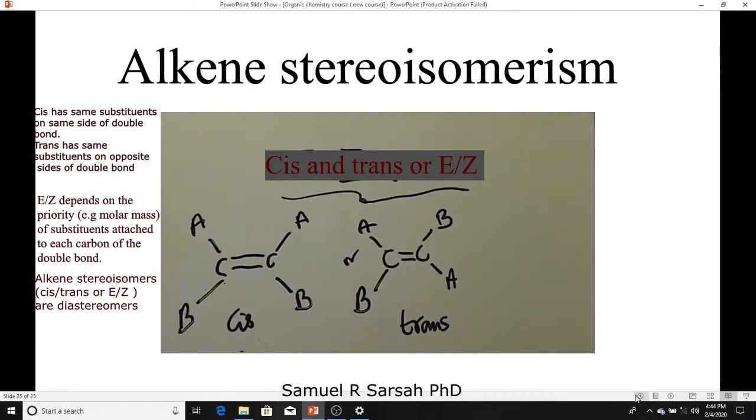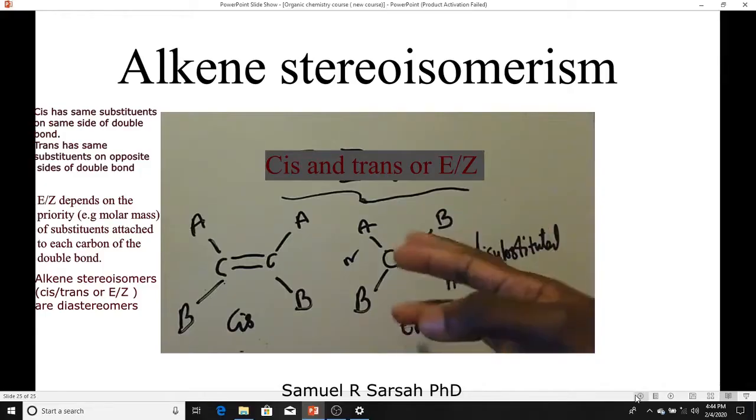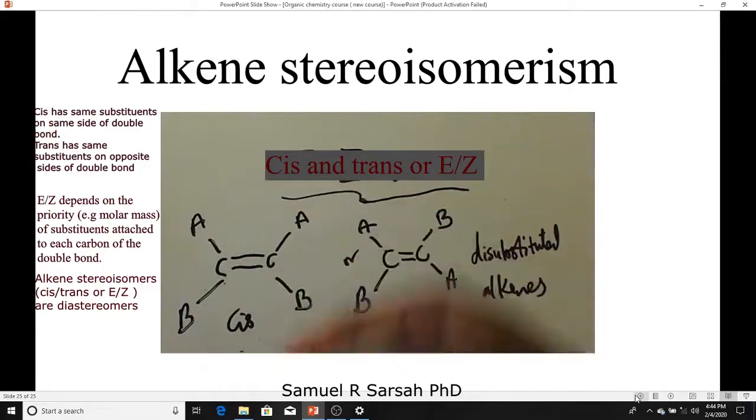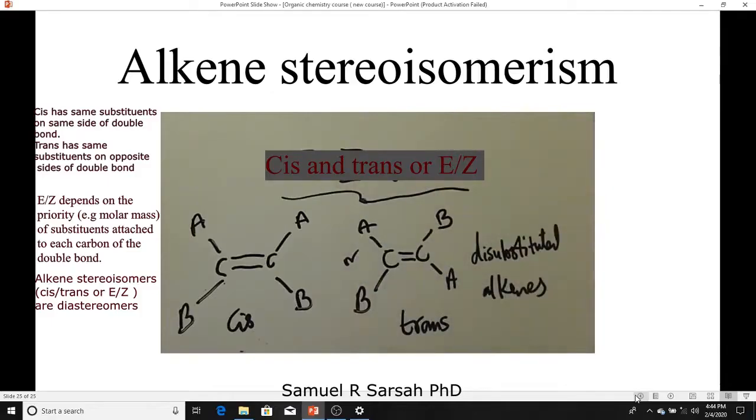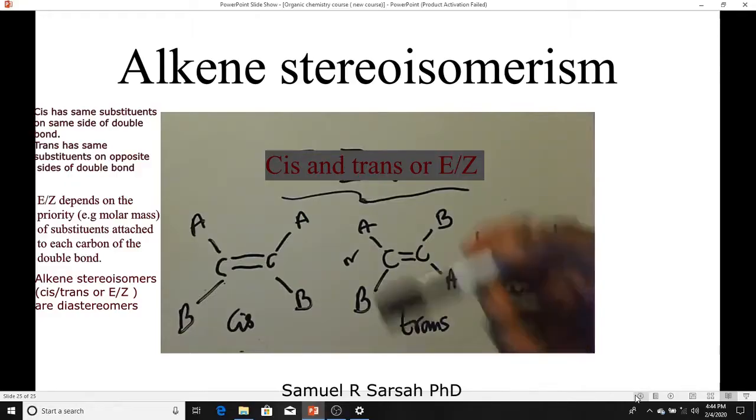So this works well for substituted alkenes. But this system does not work very well if all the groups are different. Then in that case we cannot use the cis and trans. So there is a different system that was designed, and that system is called E and Z isomerism, or naming stereoisomers of alkenes.